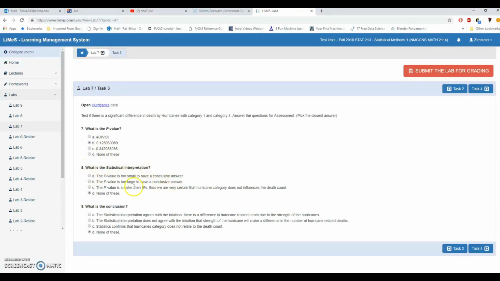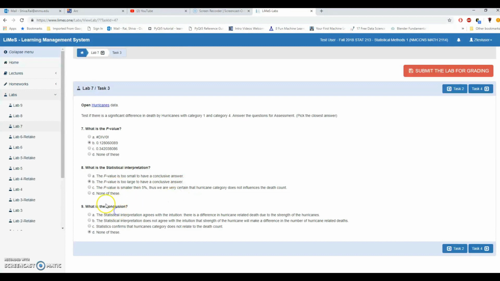What is the statistical interpretation? P-value is too small? No. P-value is too large? Yeah, that can be an answer. The p-value is smaller than 5%? No, none of this. So this would be the correct answer, since the p-value is too large. 0.12 is very large compared to 0.05, to have a conclusive answer.